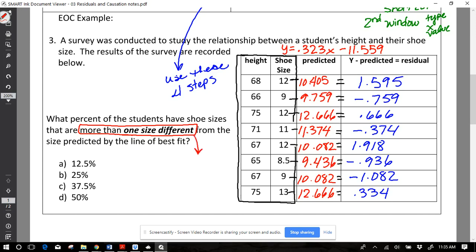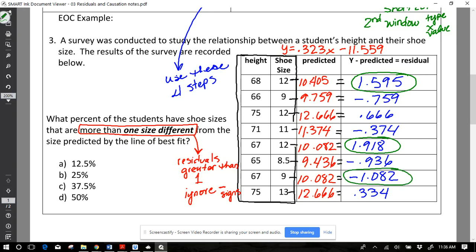Okay, so we're looking for residuals that are greater than 1. We are going to ignore the negative signs. So I'm going to circle them all, the ones that are greater than 1. So 1.5 is greater, 1.9 is greater, 1.082 is greater. Okay, so I have 3 residuals that are greater, or 3 students.